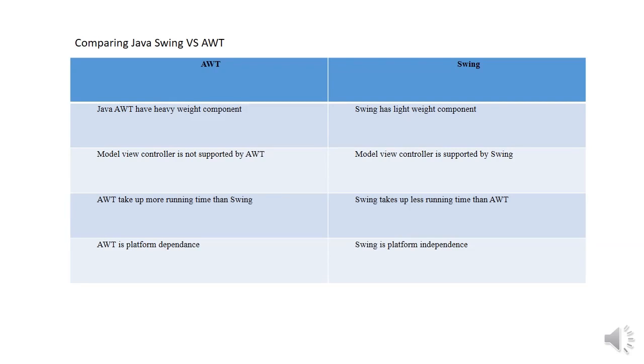Model View Controller. AWT does not inherently support Model View Controller architecture, and AWT components often mix data presentation and control objects. Swing follows a Model View Controller architecture. Swing components are designed to be modular.